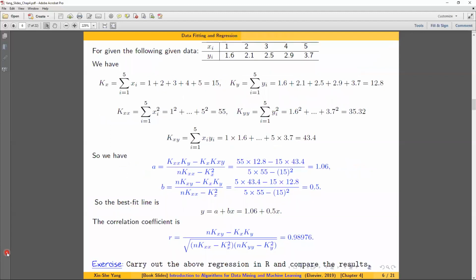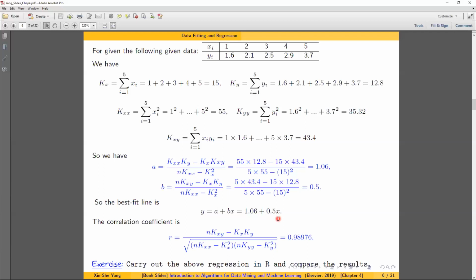For this set of values, you should be able to estimate the function itself, the best fitted line, by calculating a and b, following the specific calculation equations that we came up with that give the optimum solution. For this particular one, you will say y is 1.06 plus 0.5x. Similarly, we can calculate the correlation. It turns out to be 0.98976.